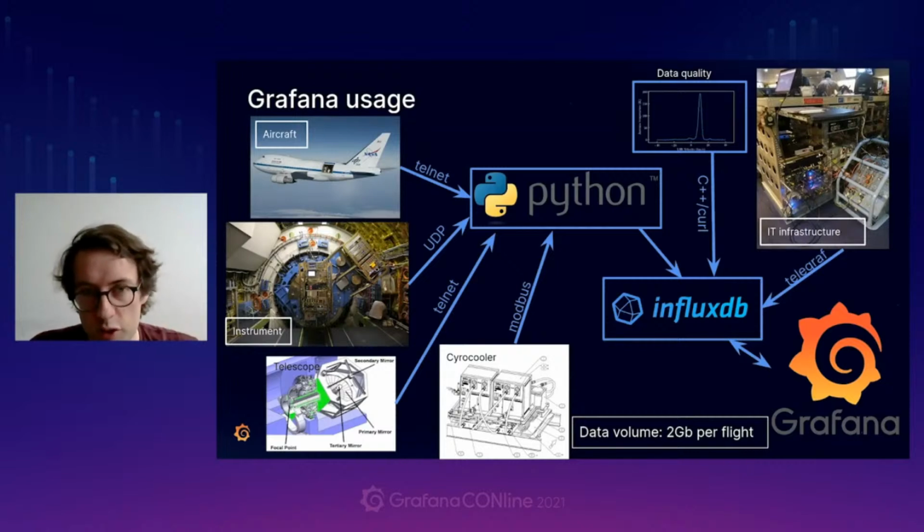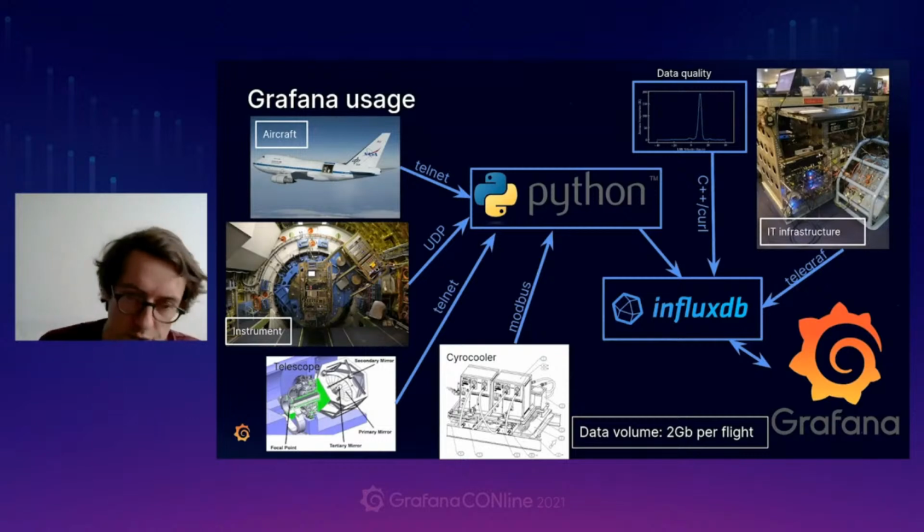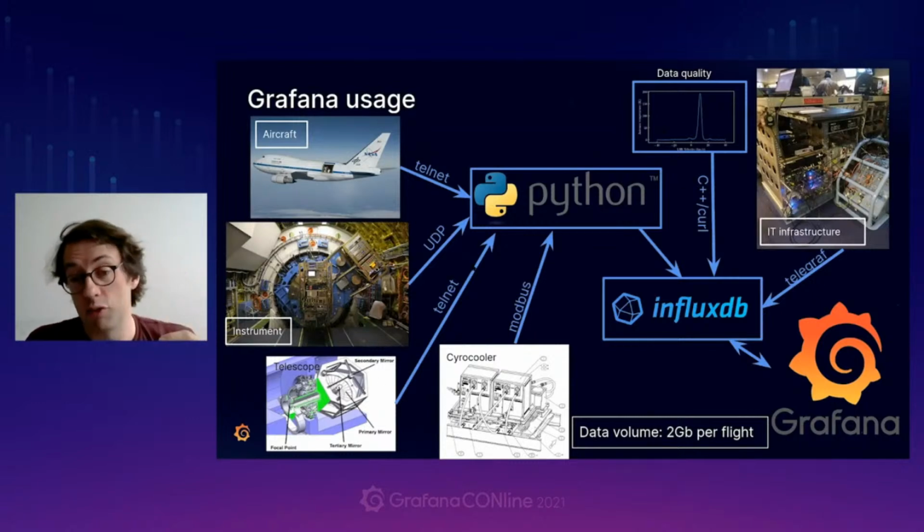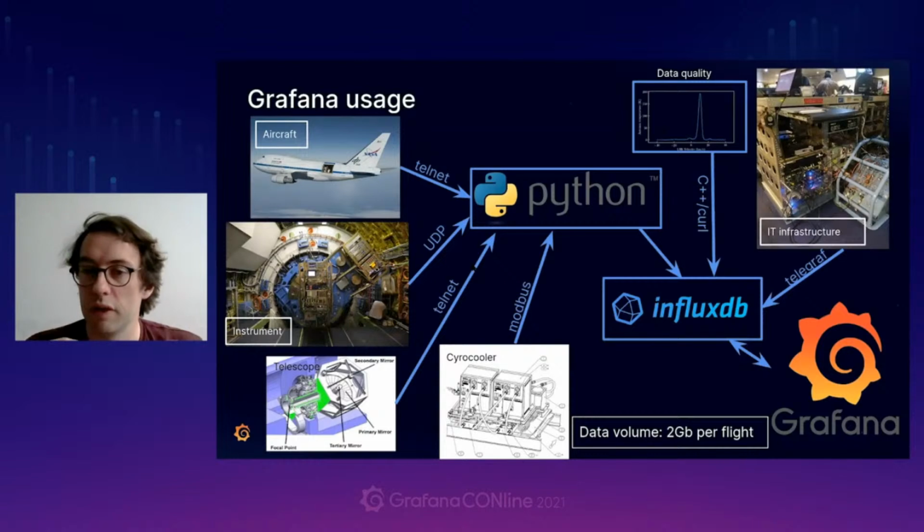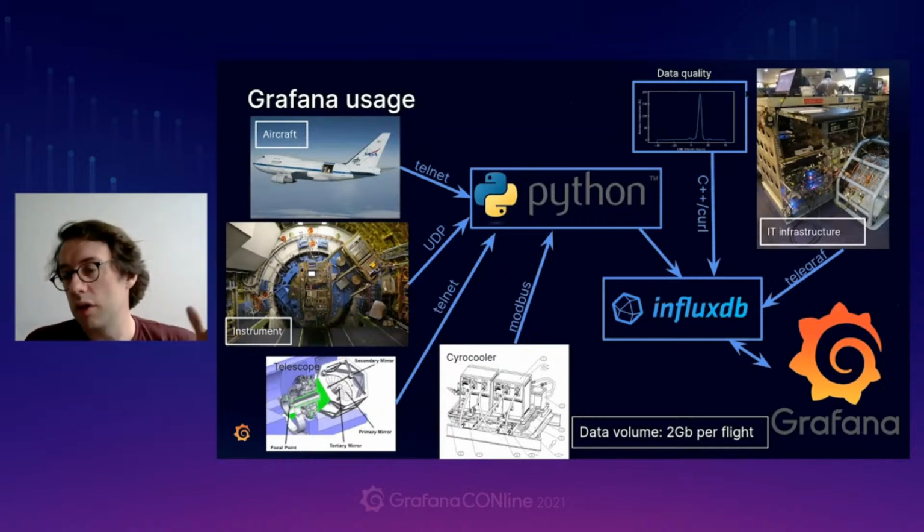So on the aircraft, you have multiple subsystems that we have to observe. There's the aircraft itself, there's the instrument, there's the upgrade instrument mounted on the instrument flange. Then you have the telescope, you have the cryo cooler that keeps the instrument cool. And in addition to that, you have the data quality. So the data is coming out and it's getting monitored for data quality, and that's all pumped into the InfluxDB.